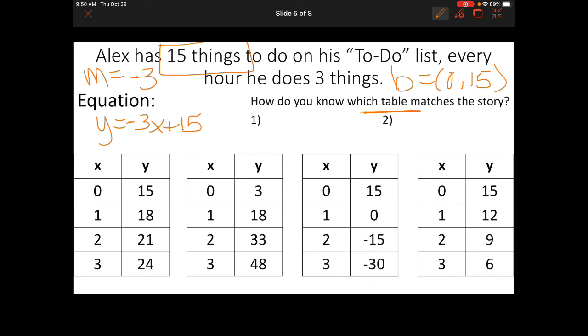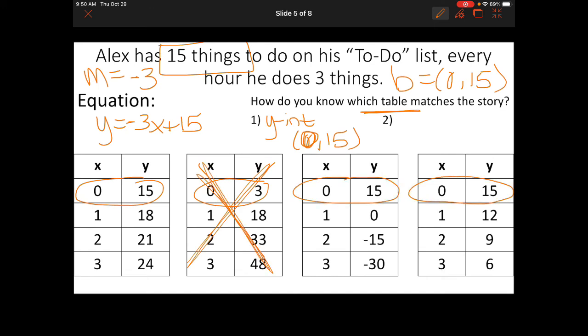We have to figure out which table matches this story. So I always look at the y-intercept first. We need the point 0, 15. This is a 0 in this table. Oh, this one has it. Oh, this one does not have it, so it's definitely not this one. This one has it. This one has it. Okay, now let's look at the slope. It says every hour he does 3 things. So our table should be going down by 3.